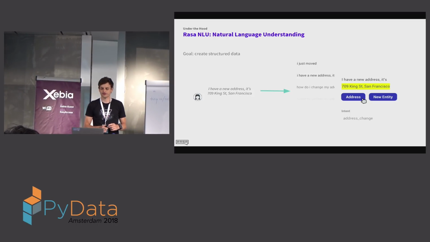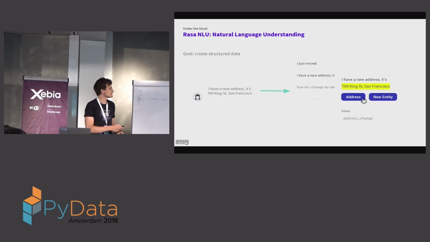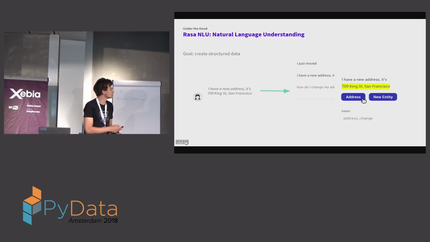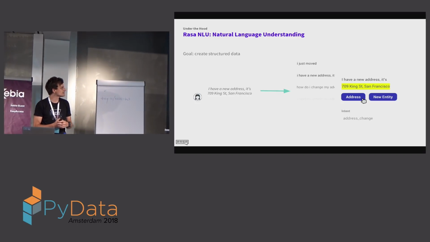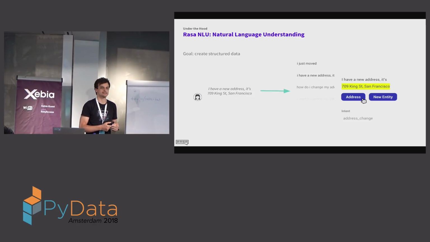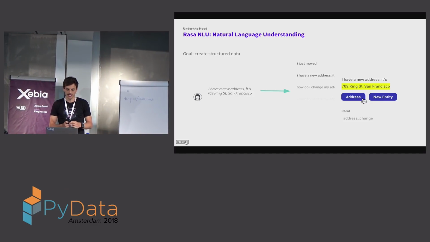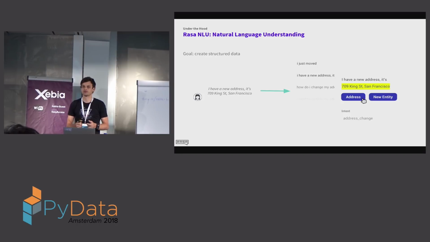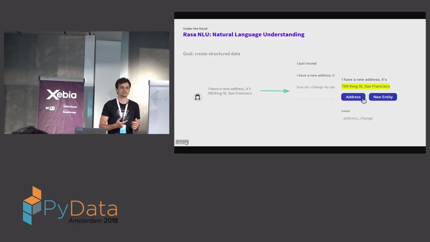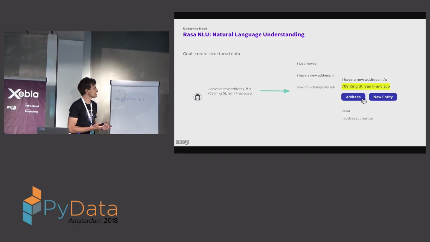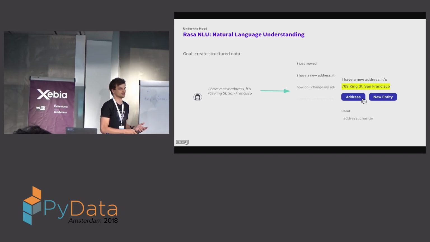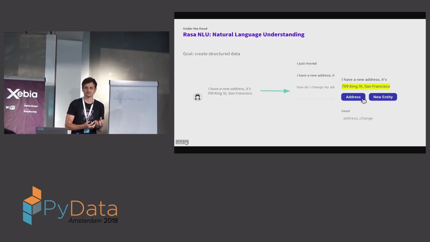Right, so our goal is to create structured data. This is another example. The user says, "I have a new address, it's 709 King Street in San Francisco." There are two things we want to know. First, what is the user trying to tell us in general, which in this case is address change. This is the overall intent of the message.